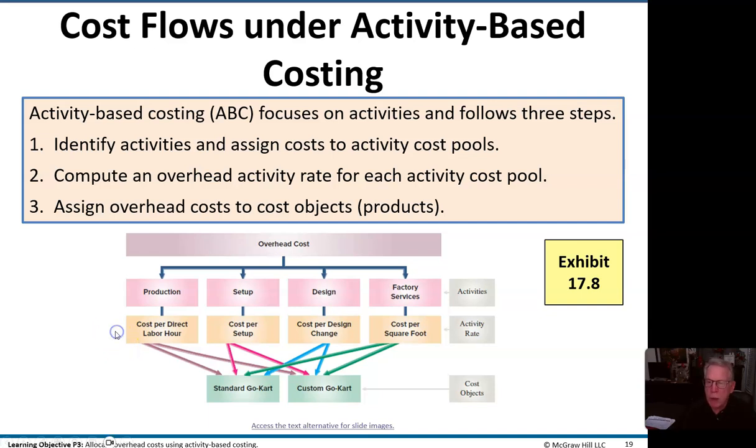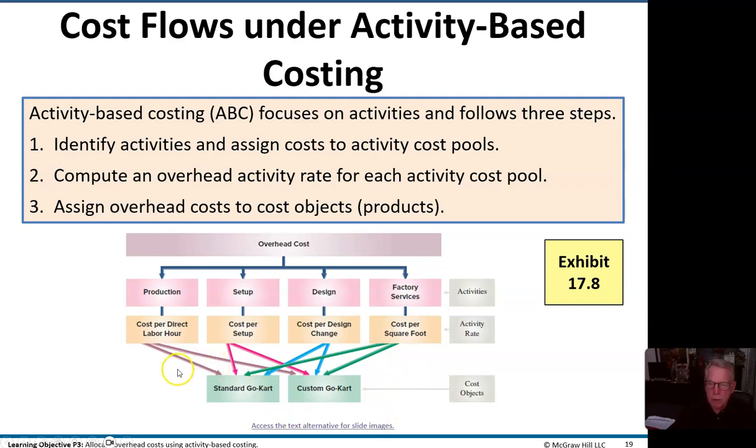Production, it makes sense that we would cost that per direct labor hour. Setups, we're going to compute the cost of a setup and allocate the number of setups based on that cost per setup. And designs, same kind of thing. We have a cost per design change, and depending on how many design changes there are, we allocate the cost based on that. And for factory services, such as our custodians and things like that, we allocate that based on the number of square feet in the plant.